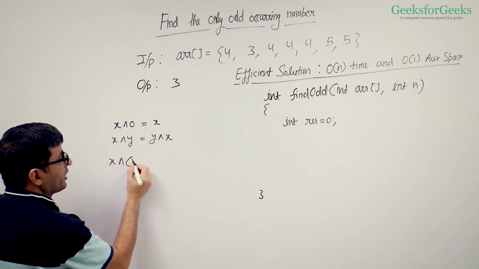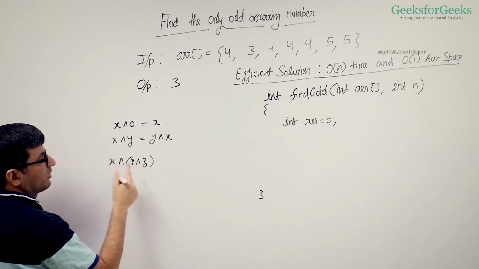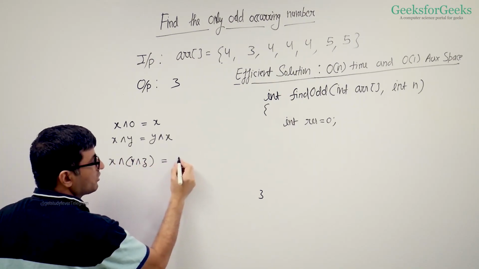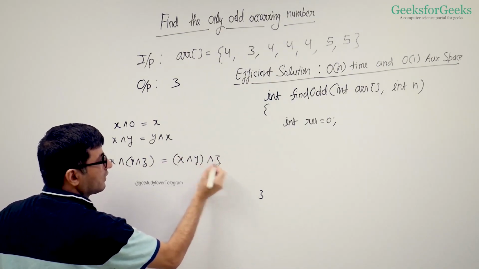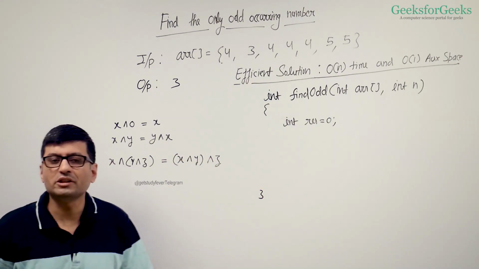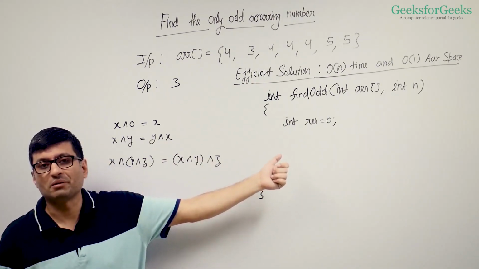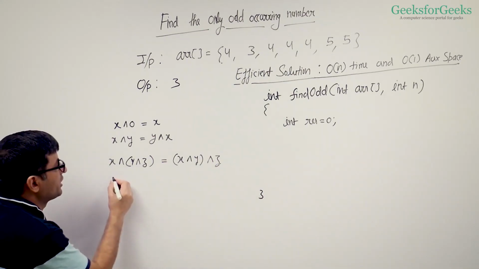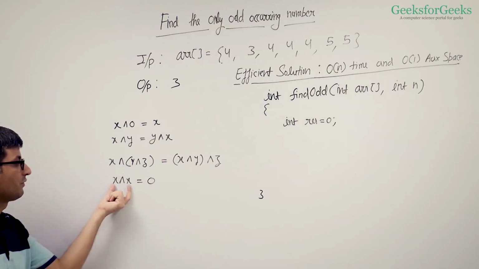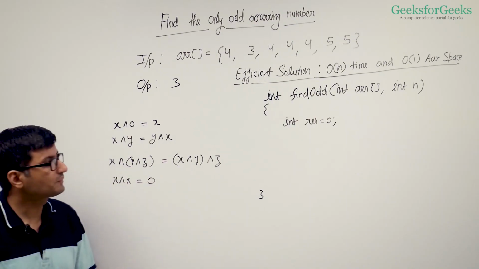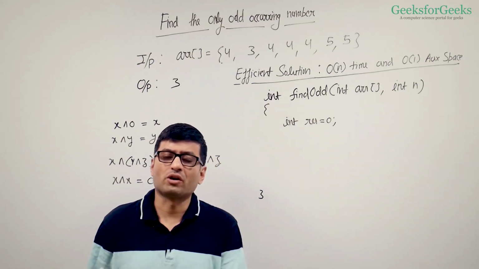Associativity. The XOR operator is also associative. So x XOR y XOR z is equal to x XOR (y XOR z). So we use these properties to find the odd appearing number. One more interesting property is that XOR of two same numbers is 0. So if you do XOR of x with itself, you will get 0. Now we use these properties to find the odd appearing number.